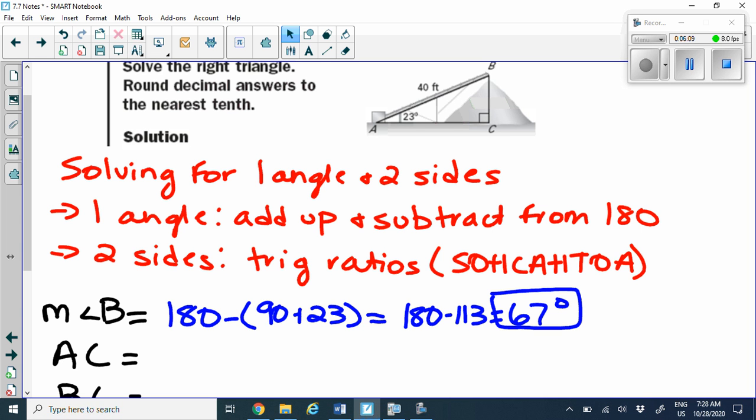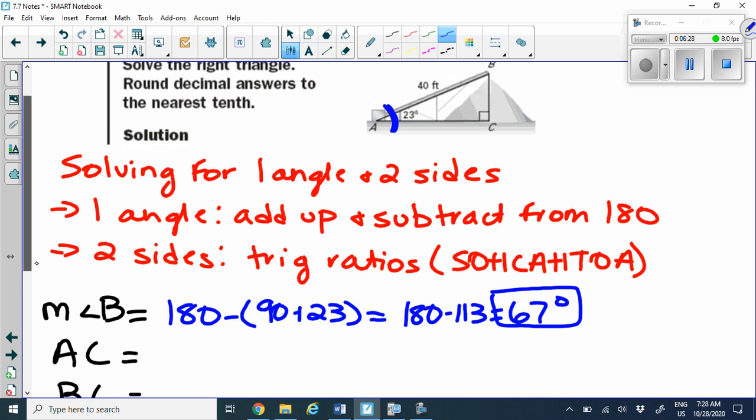So this is where we're going to have to use our trig ratios. So I'm going to go ahead and mark our angle A because that is going to be our acute angle. Now you can also use angle B if you want to. It's actually up to you which angle you want to use to find the sides of AC and BC.